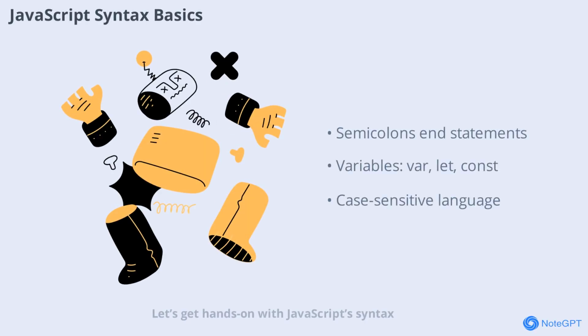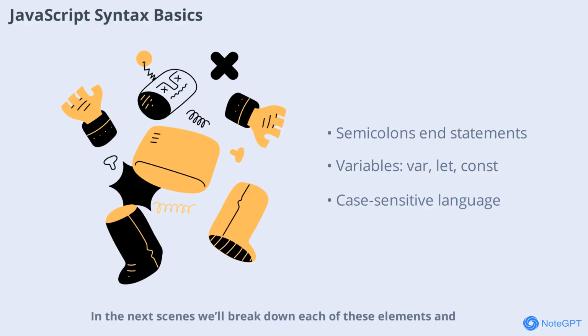Let's get hands-on with JavaScript syntax. The language uses a syntax similar to other programming languages, making it approachable for those with coding experience. Statements end with semicolons, variables are declared with keywords like var, let, or const, and functions are defined to group reusable code. JavaScript is case-sensitive, so pay attention to capitalization. Understanding these basics is key to writing clean, effective code.